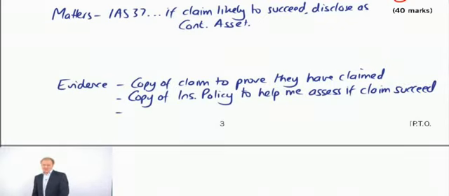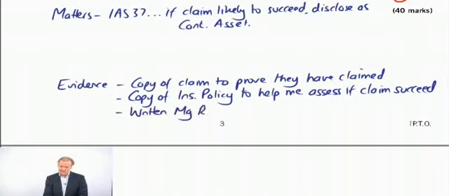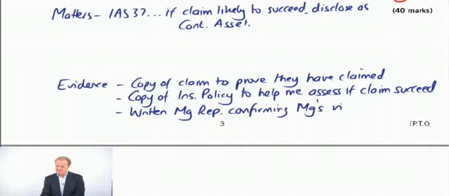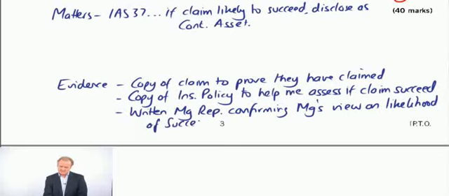And because this IAS number 37 is all subjective and about opinion, I would also want a written management representation confirming management's view on the likelihood of success. And you know what? I've got 3 bits of evidence and 1 accounting matter, and that makes 4, and 4 out of 8 is a pass.